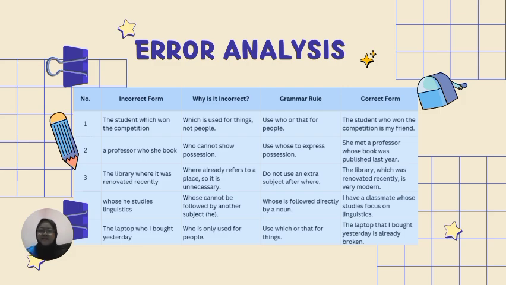The fourth mistake is: whose he studies linguistics. The pronoun he is unnecessary because whose cannot be followed by another subject in this pattern. This mistake shows that choosing the correct relative pronoun is very important.